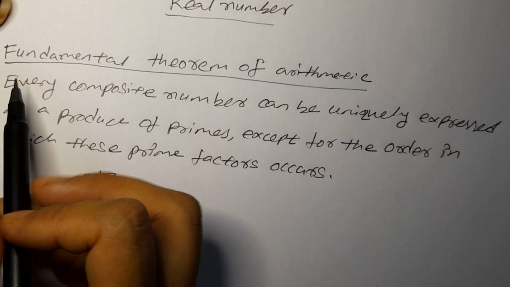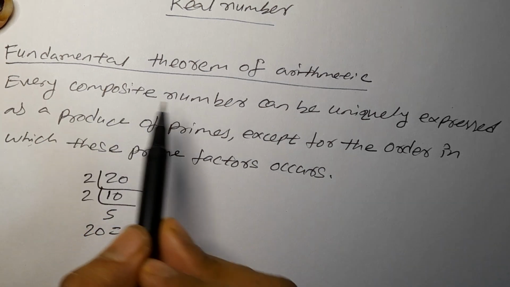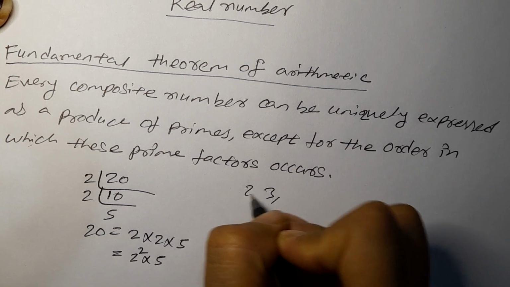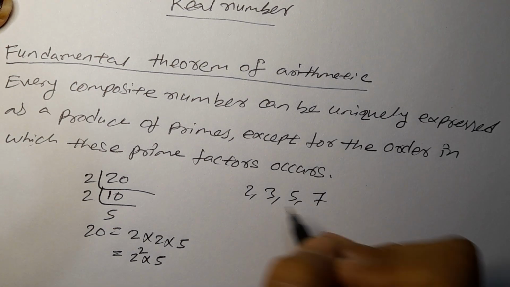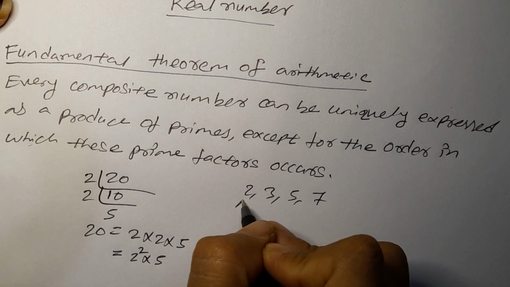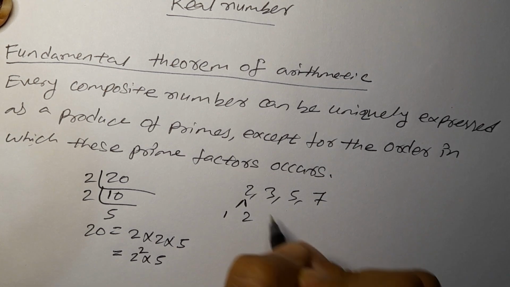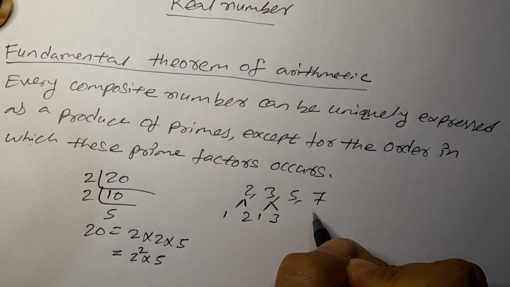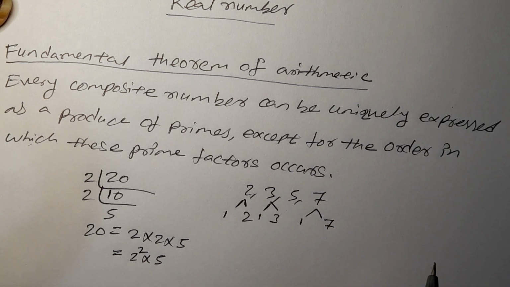The theorem states that every composite number... first you have to know what a prime number is and what a composite number is. Prime numbers are numbers divisible only by 1 and itself. Examples: 3, 2, 5, 7. Each has only 2 factors, divisible by 1 and by itself. Same for 5, and 7 is divisible by 1 and by 7. So these are the prime numbers, and there are lots of them.